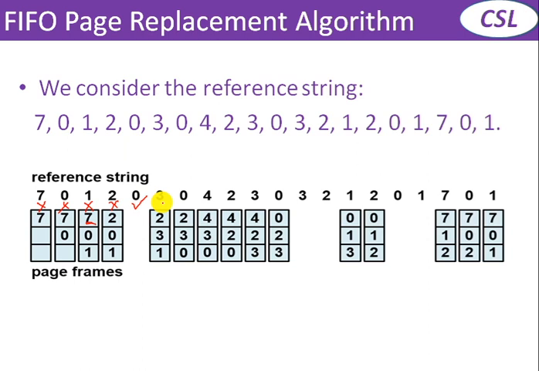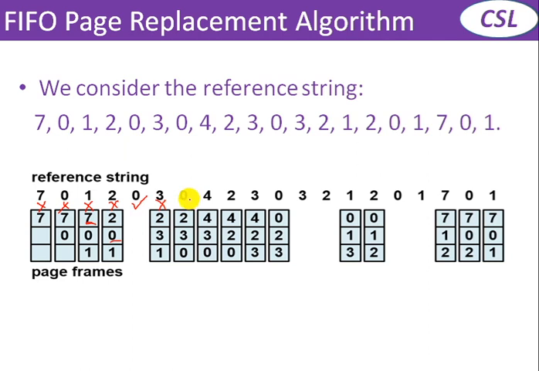Next, 3. The requested page is 3. Is 3 available or not? 2, 0, 1. 3 is not available. Among 2, 0, 1, which is the oldest page? 0. So we remove 0 and fill in 3. This is also one miss, a page fault.